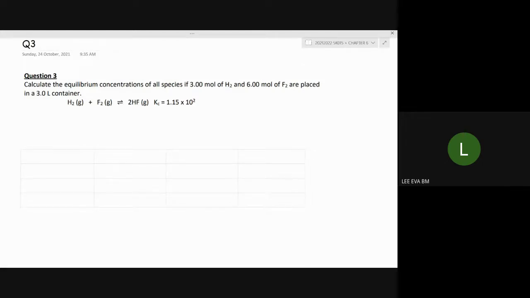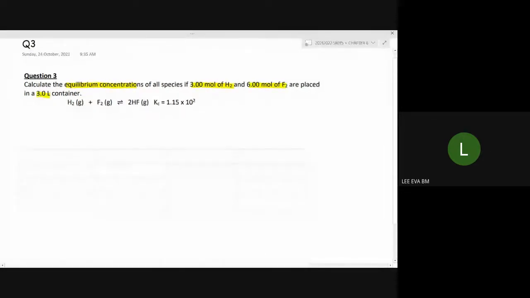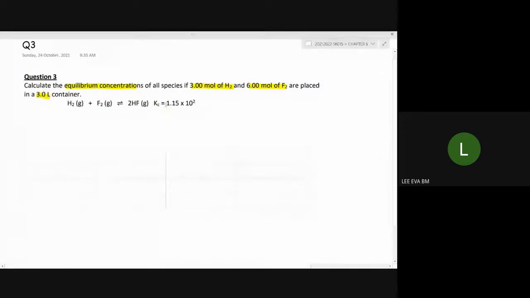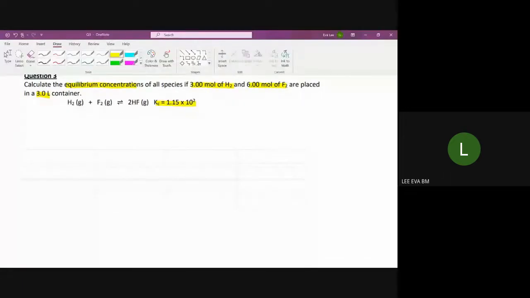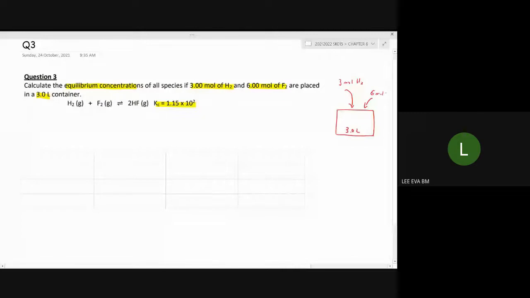Okay, so in this question, it says calculate the equilibrium concentrations for all species if 3 mole of H2 and 6 mole of F2 are placed in a 3 liter container. So Kc value also given. Equation given, Kc value given. So if you can't understand the sentence, always draw a diagram. So let's say this is my 3 liter container. So I put in 3 mole of H2. I put in 6 mole of F2.